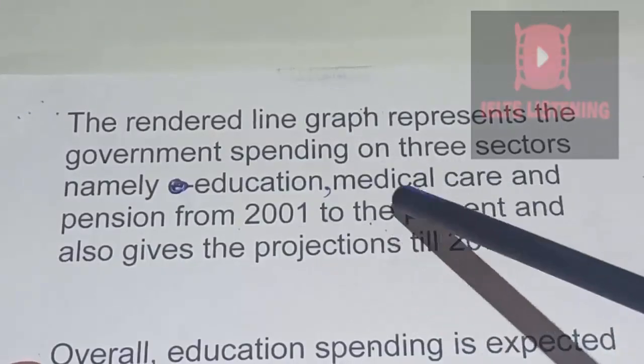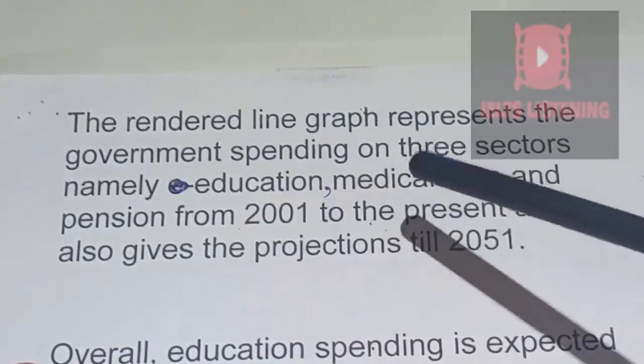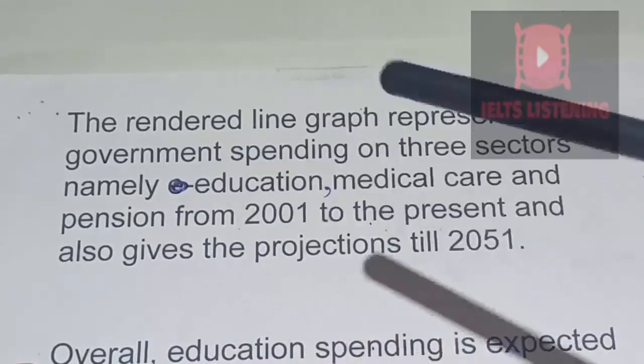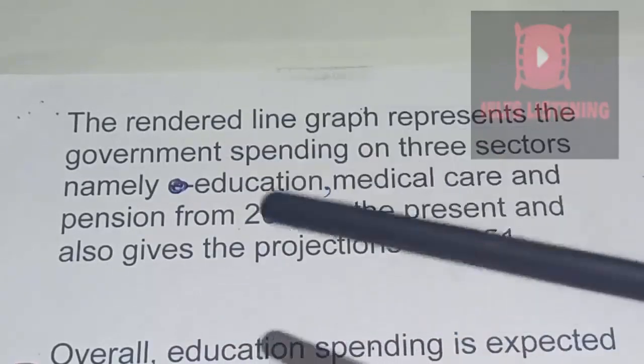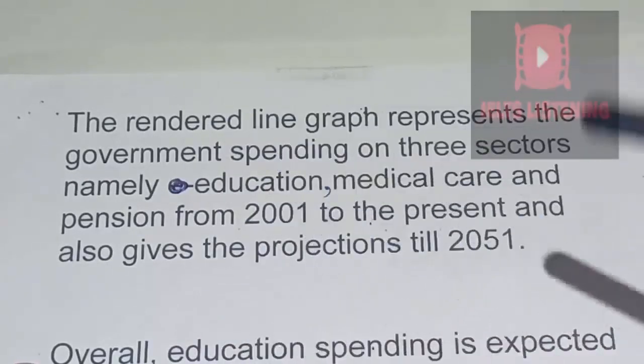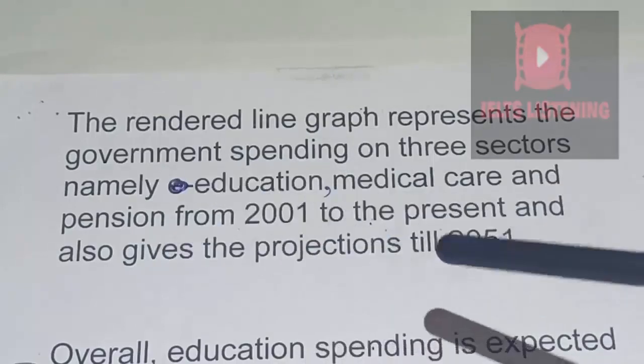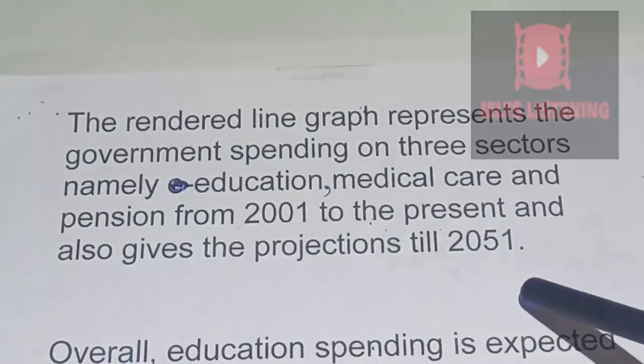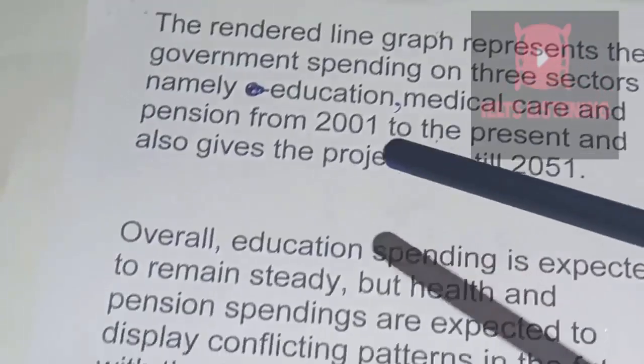The line graph represents the government spending on three sectors, namely education, medical care and pension, from 2001 to the present, and also gives the projections till 2051. So this is the rephrasing of the given question.